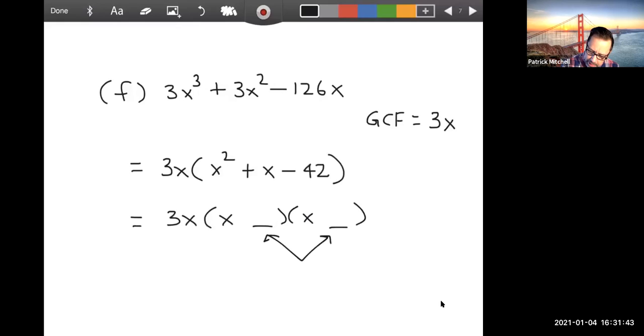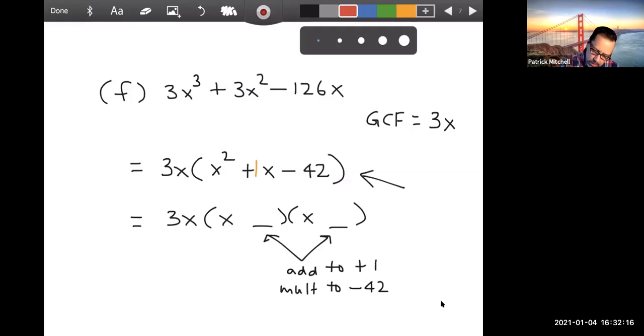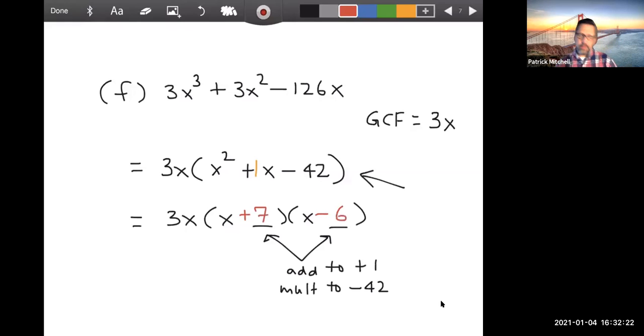See if I can come up with two numbers that add up to what? Oh, that add up to 1. There is an invisible 1 right here. So these mystery numbers need to add up to positive 1 and multiply to negative 42. Remember, we're going by after we pulled out the GCF. And the numbers that add up to positive 1 and negative 42 are positive 7 and negative 6.